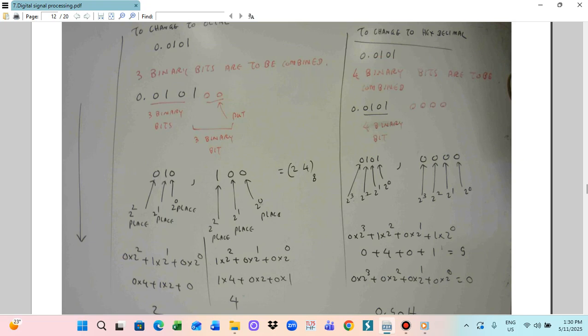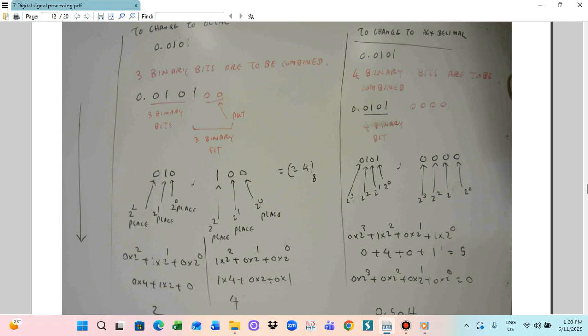The original number is 0.0101 base 2. To change it to hexadecimal, you have to combine four binary digits. For the octal system, you have to combine three binary digits.